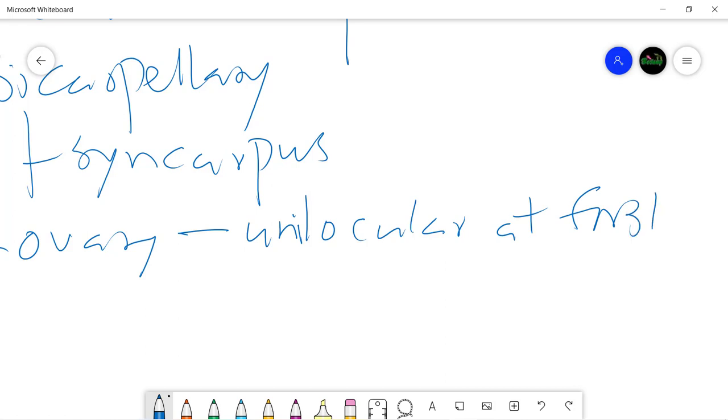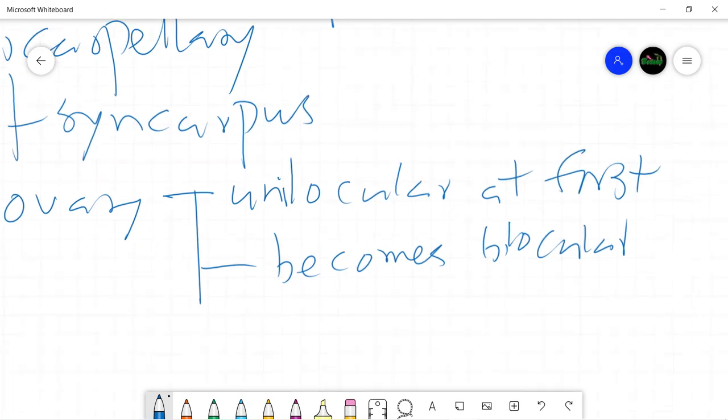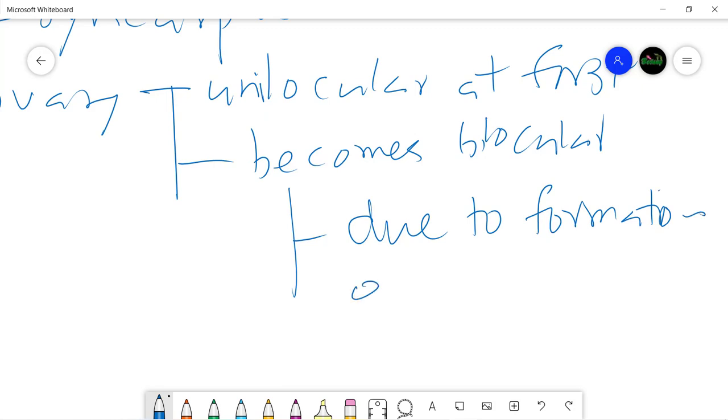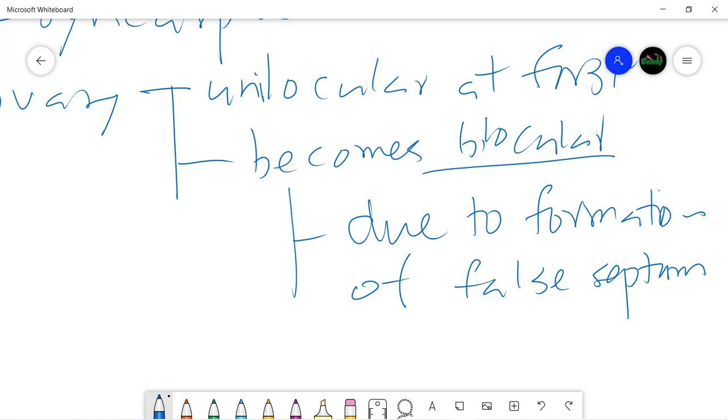and becomes bilocular later. Becomes bilocular, and if you remember, we already know it, bilocular due to the formation of false septum. So a false septum arises in the center of the ovary and divides it into two chambers, or makes it bilocular due to the formation of false septum. So false septum makes it bilocular. Otherwise, the ovary is unilocular.